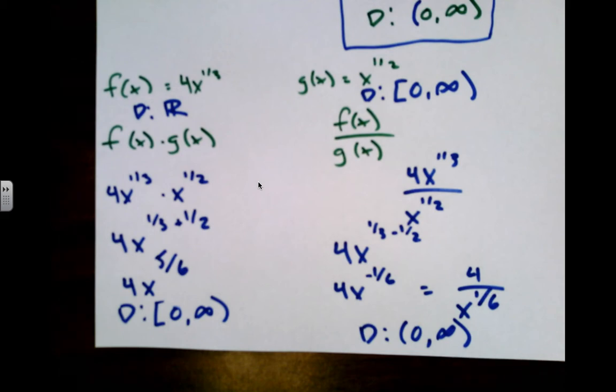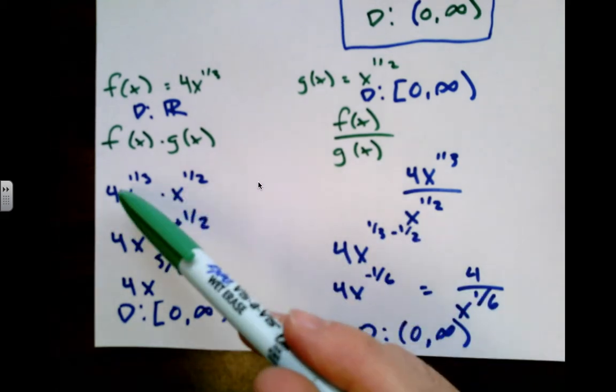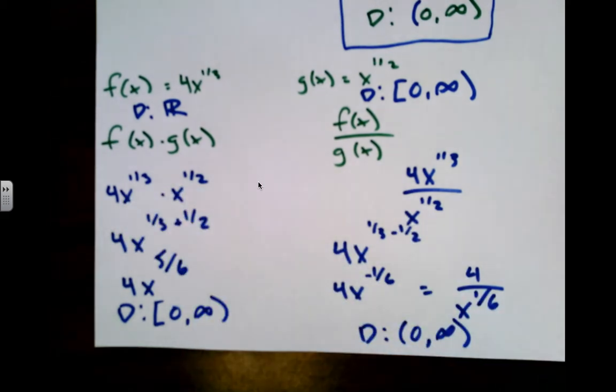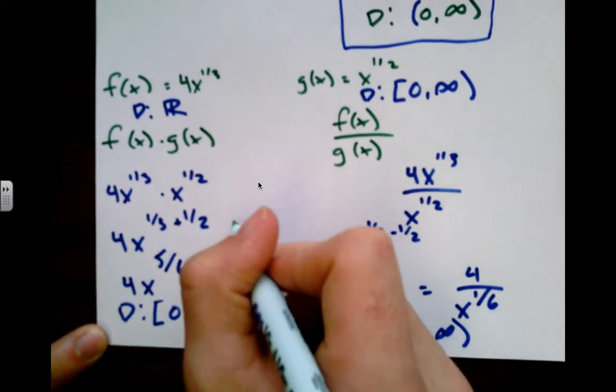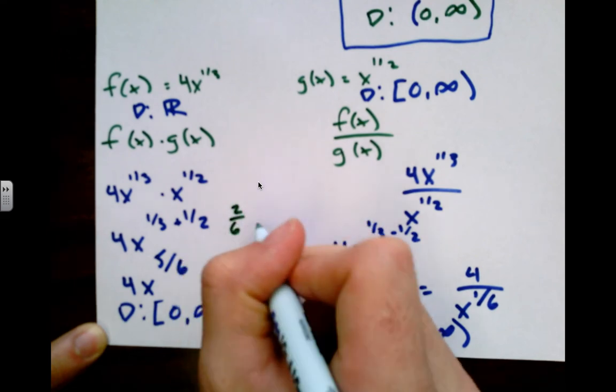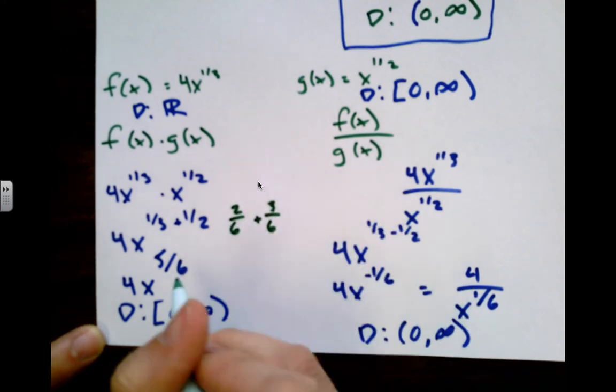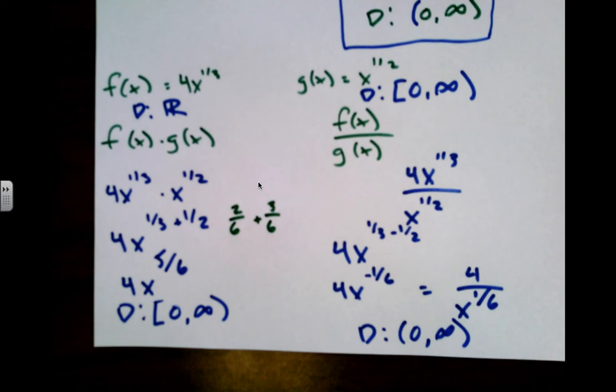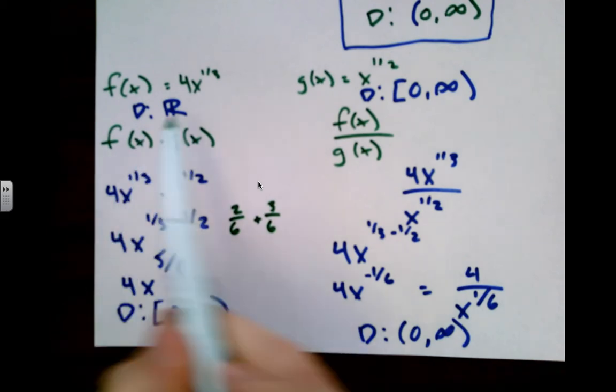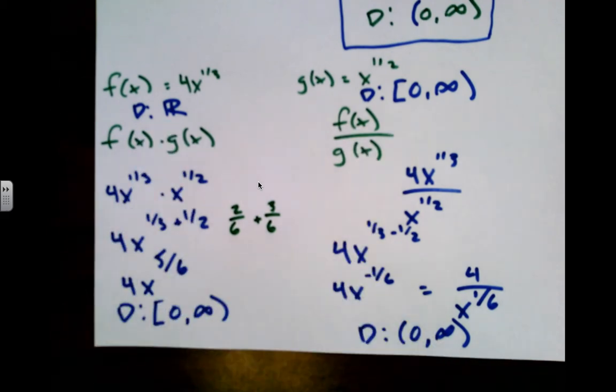And really the process is going to be similar. I'm going to multiply things with the same base and add those exponents. What I need there is a common denominator to add 1/3 and 1/2. That ends up being 6, so it'll be 2/6 plus 3/6, which gives me my 4x to the 5/6. And looking at that, I select the more restrictive of these two up here, which would be 0 to infinity.